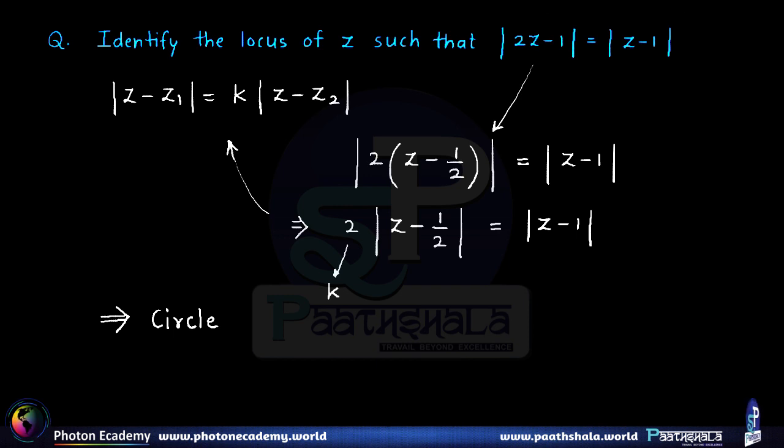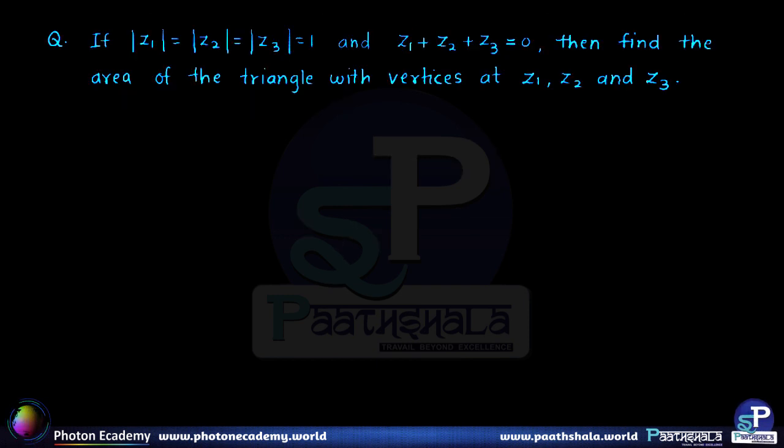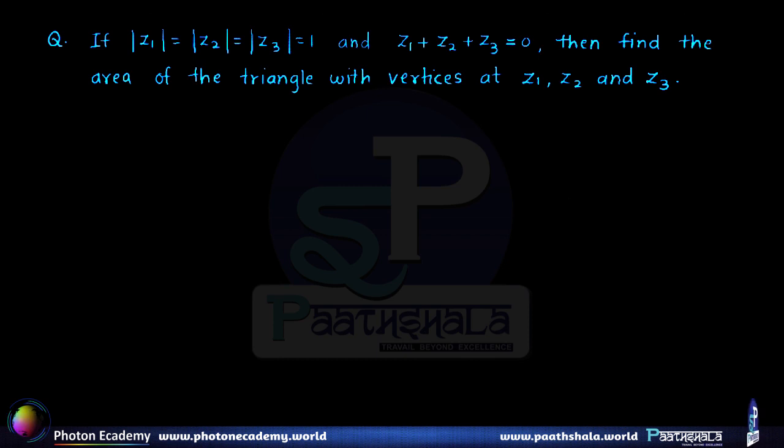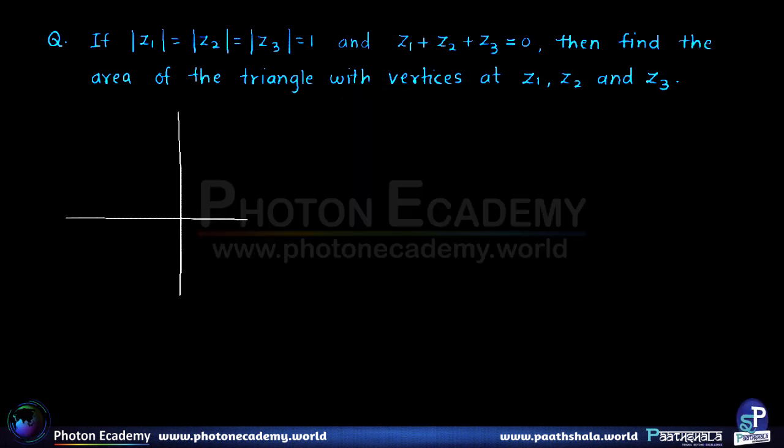Let's see another question. If mod of z1 equal to mod of z2 equal to mod of z3, and that is equal to 1, and z1 plus z2 plus z3 is equal to 0, then find the area of the triangle with vertices at z1, z2 and z3. Now let us look at the given data. We are given that the modulus of each of the three numbers is equal to 1. So each of those three numbers is at a distance of 1 from the origin, right? There are various possibilities.